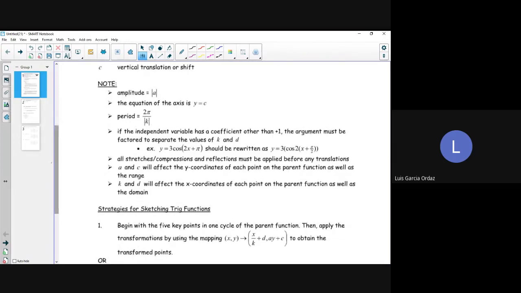Okay? So remember, this was from, I think, a couple days ago. So we said A is our amplitude. The equation of the axis is C, so it's going to be the last number in our equation. Our period is 2 pi divided by our k value. And if the independent variable has a coefficient greater than 1, then the argument must be factored to separate the values of k. So for example, if we have y is equal to 3 times cos of 2x plus pi, remember this is not factored yet, so we have to factor the 2 out. So we would rewrite it as y is equal to 3 times cos of 2 times x plus pi over 2. Okay? So stretches and compressions and reflections must be applied before any translations.